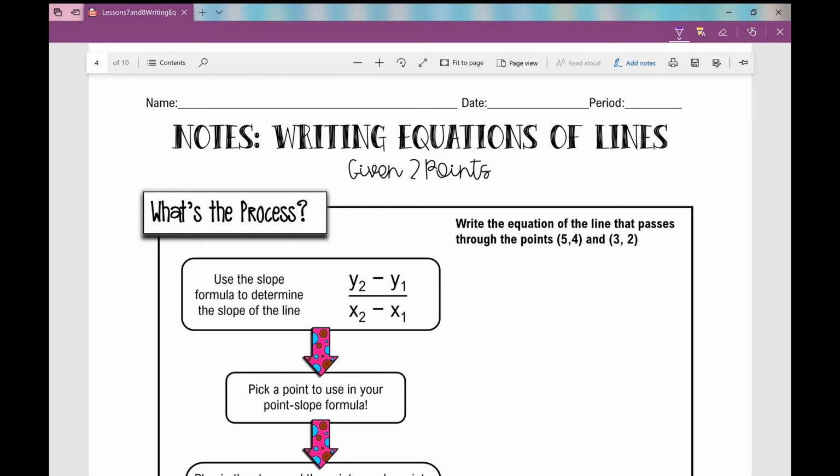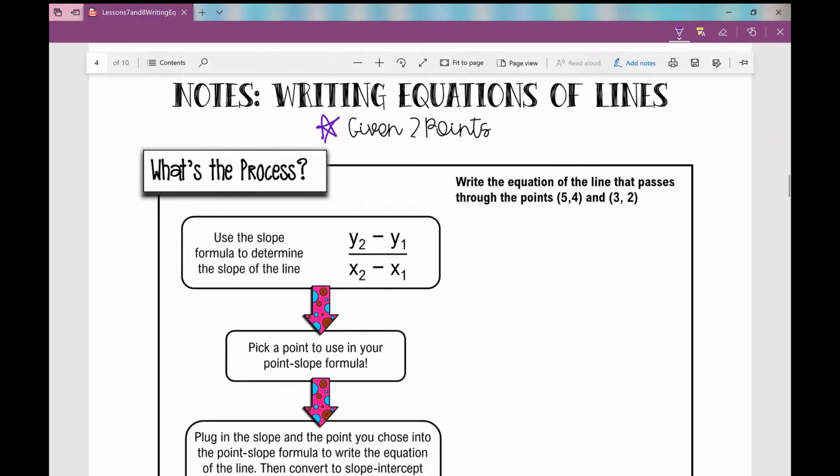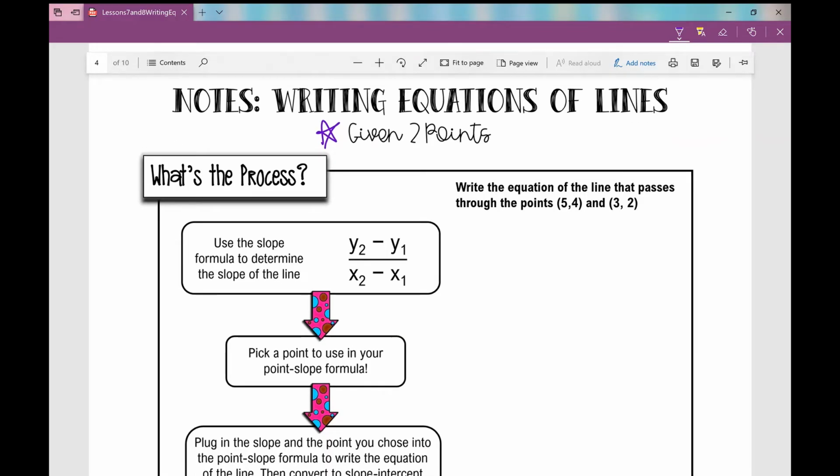Today we're continuing our lesson over writing equations of lines, but today we're going to be writing equations of lines when given 2 points on the line. So we're just basically adding on to the process that we did yesterday. The problem says write the equation of the line that passes through the points (5, 4) and (3, 2).